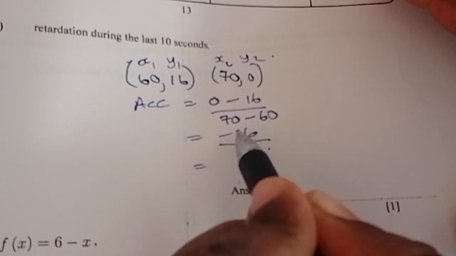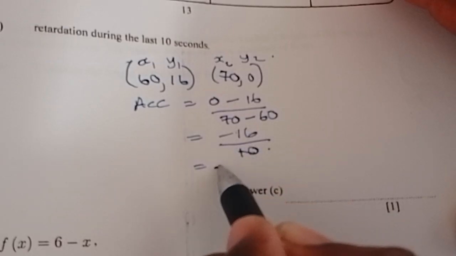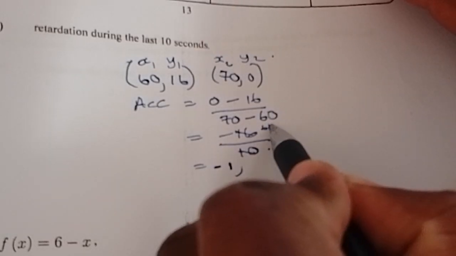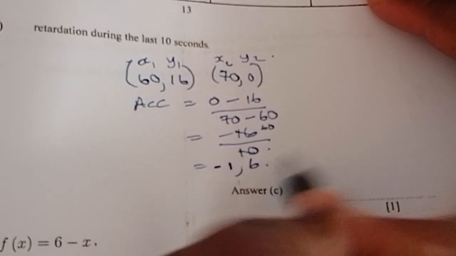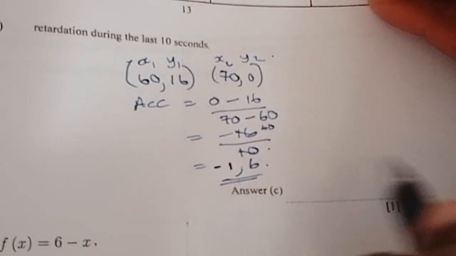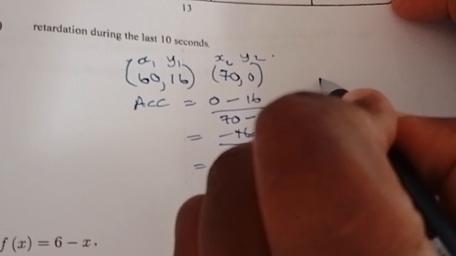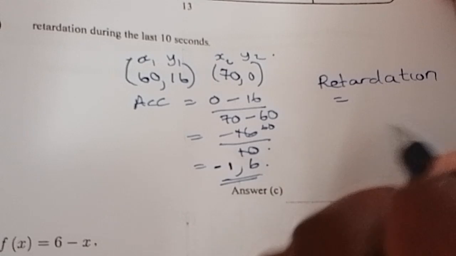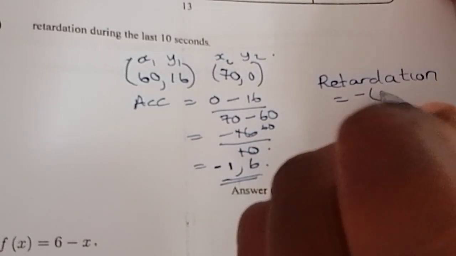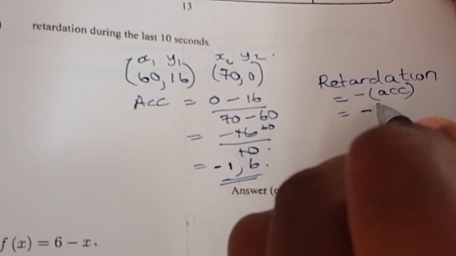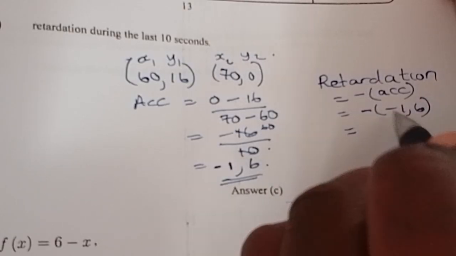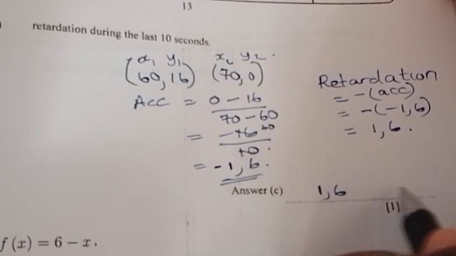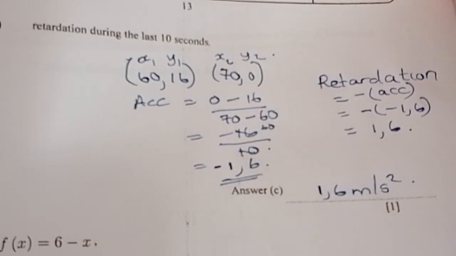10 into negative 16 is negative 1, remainder 6. Then decimal point, add a 0. 10 into 60, it's 6. So the acceleration is negative 1.6. So what is the retardation? Retardation, or deceleration, is equal to negative times the acceleration, which is negative times negative 1.6, and it's equal to 1.6. So our retardation is 1.6 meters per second squared.